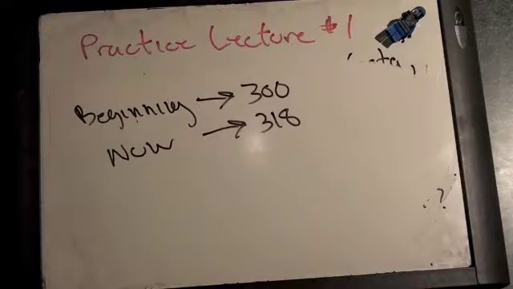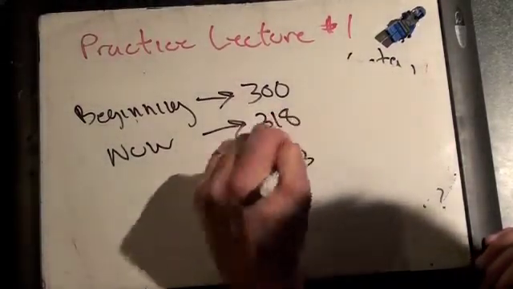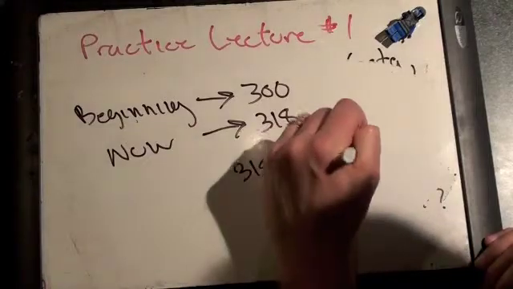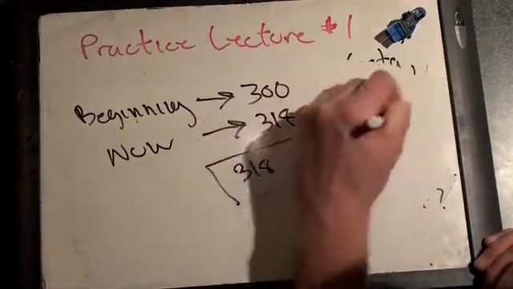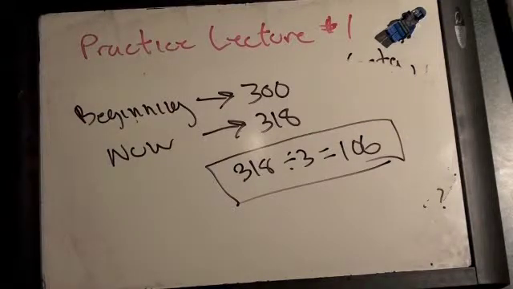Well, it's 106. How did you figure that out? Well, I know 300 divided by 3 is 100, and 18 divided by 3 is 6. So the new average is 106. Okay, very good. So now when you watch this video again later, that should help you with the homework problem.